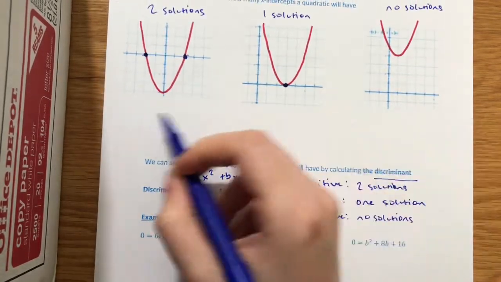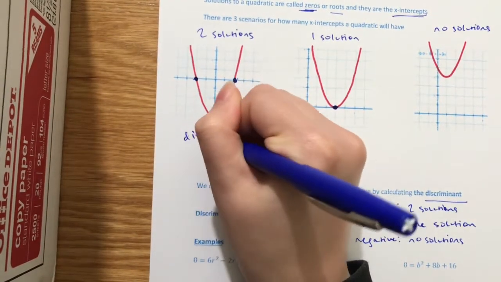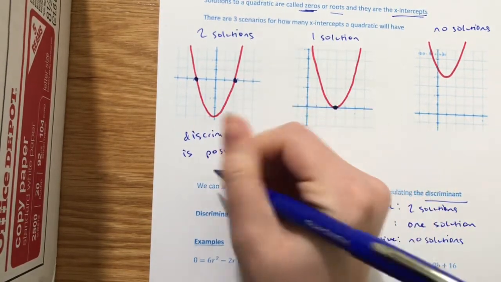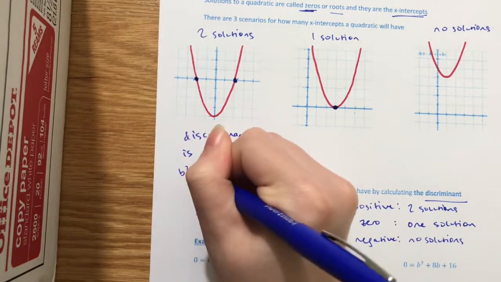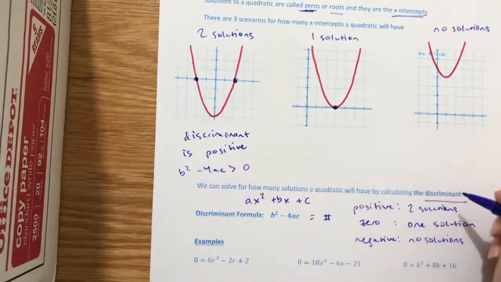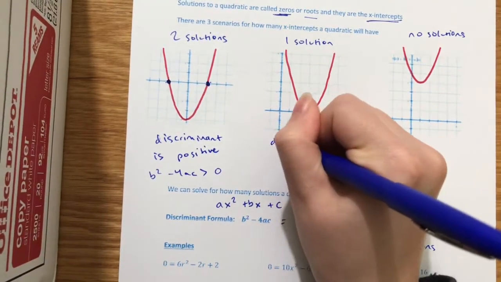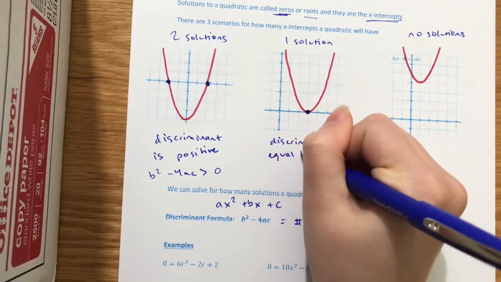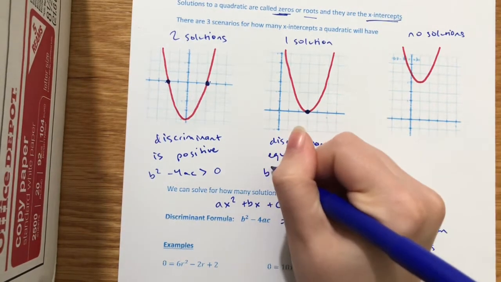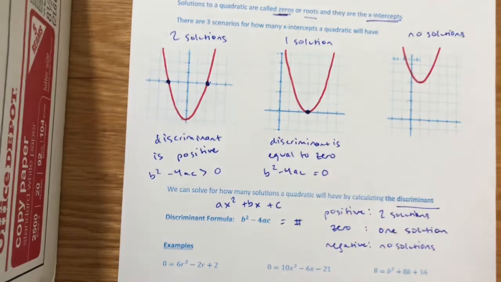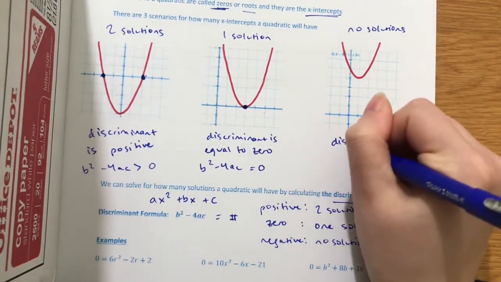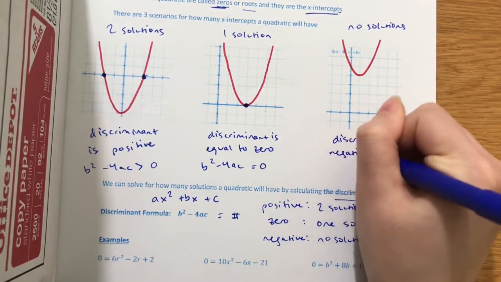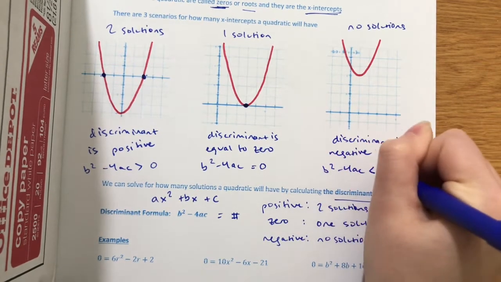And so then, here are these cases illustrated. There's 2 solutions when the discriminant is positive, or when b squared minus 4ac is greater than 0. 1 solution happens when the discriminant is equal to 0. And that means b squared minus 4ac literally equals 0. And then the last case is when the discriminant is negative: b squared minus 4ac is less than 0. So these are the 3 cases.